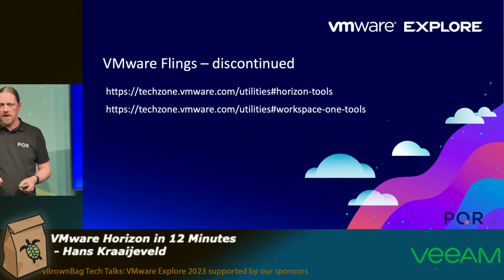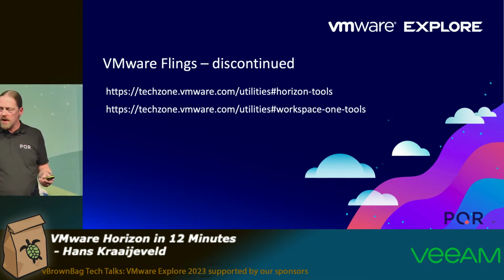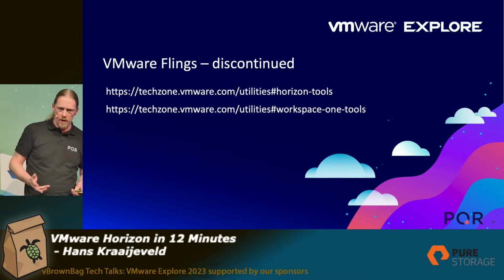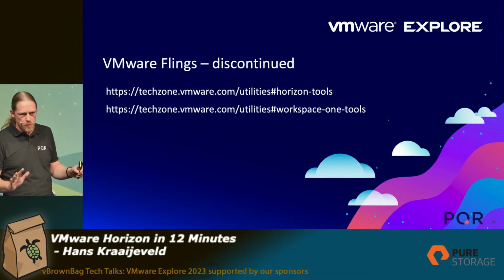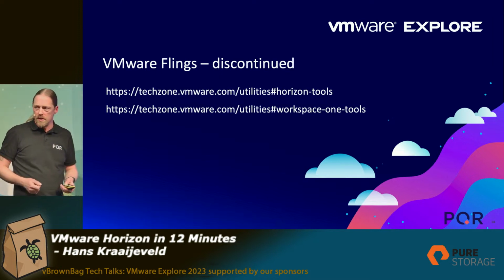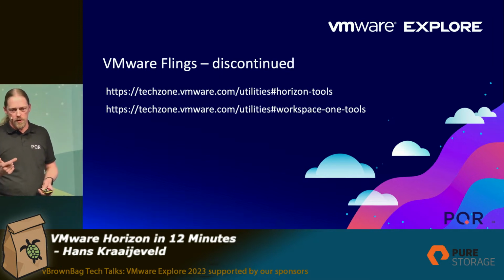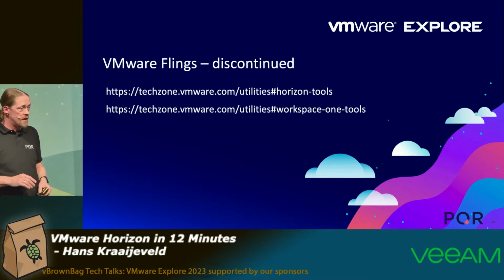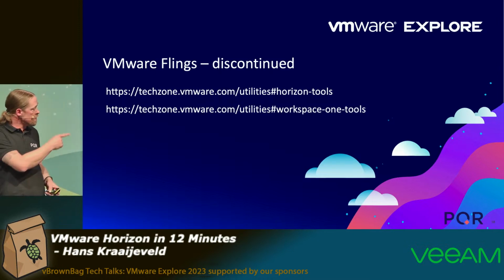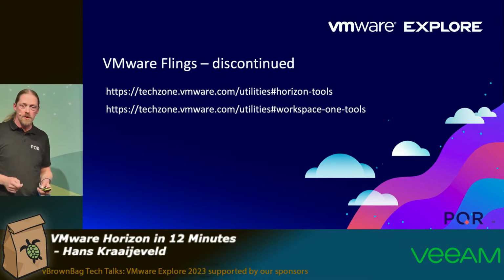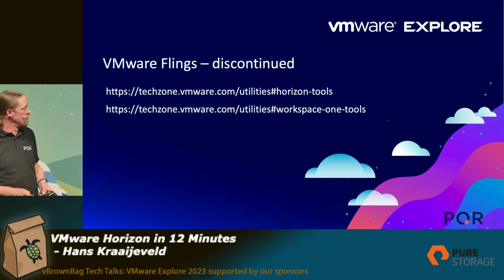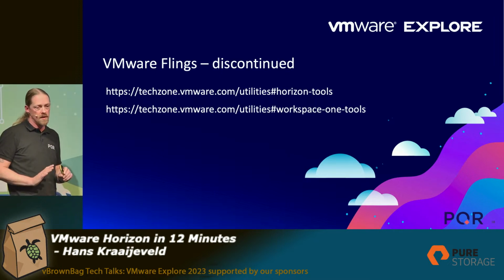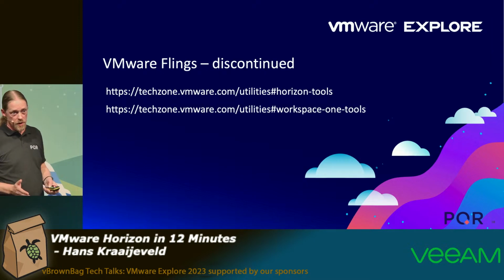So VMware Flings was a site on which a lot of VMware people made all kinds of handy tools available, not productized, but just without support, that you could download there and use in your environment. They had tools for Horizon, for Workspace ONE, for migrations, and a lot of other VMware stuff as well. But like I said, the Fling site is now discontinued. So for you guys, for the EUC tools, you can find them on TechZone now. So if you want to note this, please do. If you don't know them, please look them up. There are very many handy tools in there that you might be able to use in your environment.